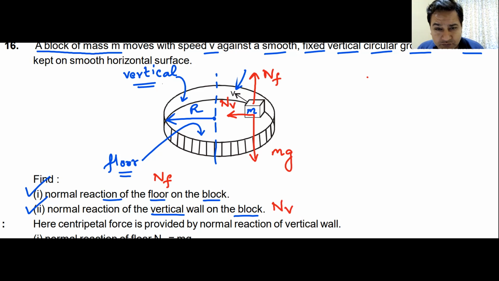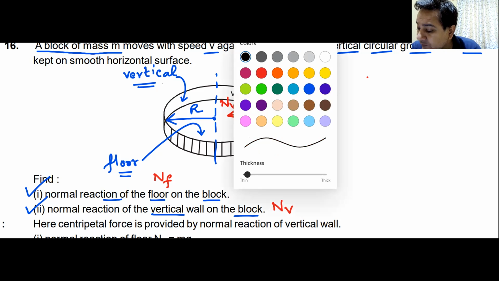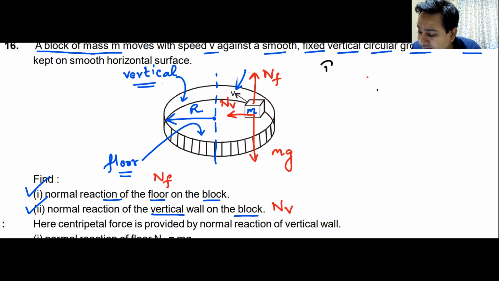Then we have to resolve the forces in three axes. What is the first axis? The black one. The first axis is along the tangential direction. The tangential direction here is the direction of velocity v along the circular path. It's always tangential, always along the circular path. Now my question is, this floor is smooth. As you can see, this floor is smooth.